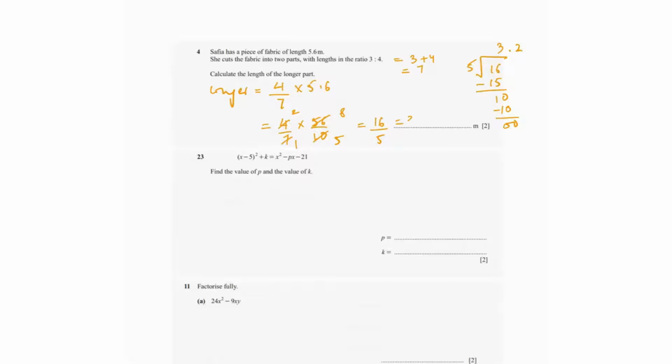So 3.2 meters is your answer. So I did several things in this question. First, I created a fraction from the ratio. Then I converted the decimal into a fraction. Then I simplified the fractions because you're multiplying the fractions. And then at the end, I divided the numerator by the denominator to get the answer in decimals.